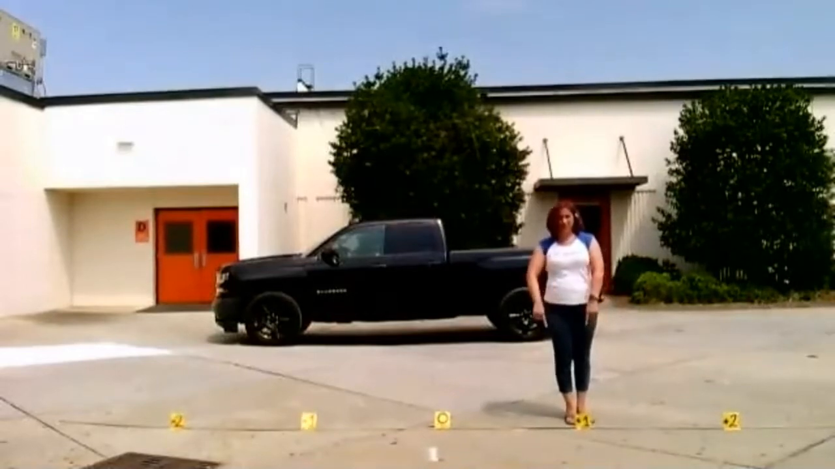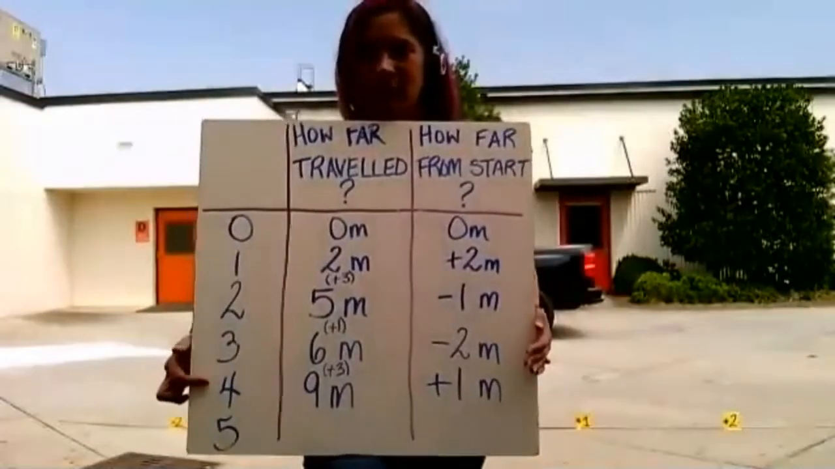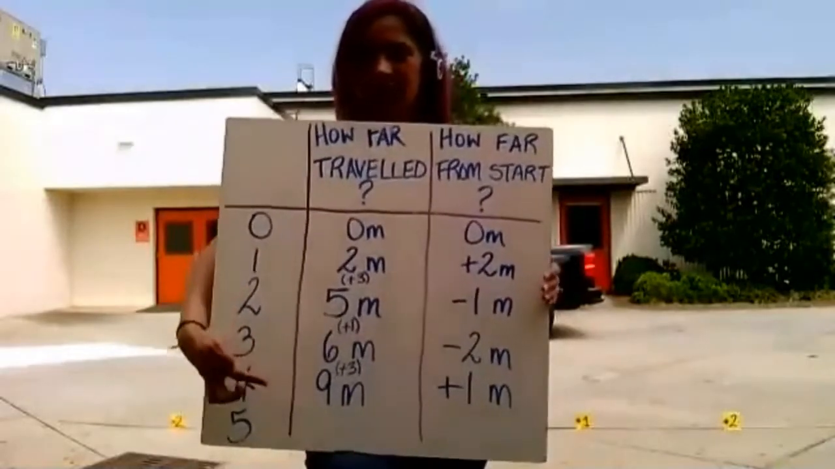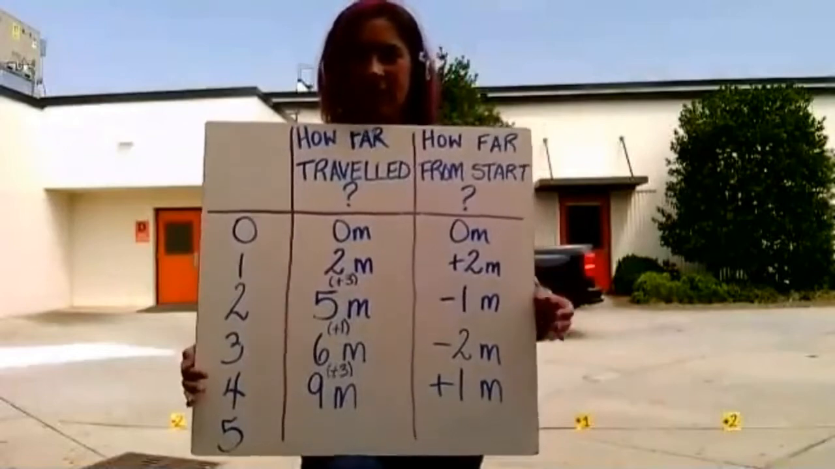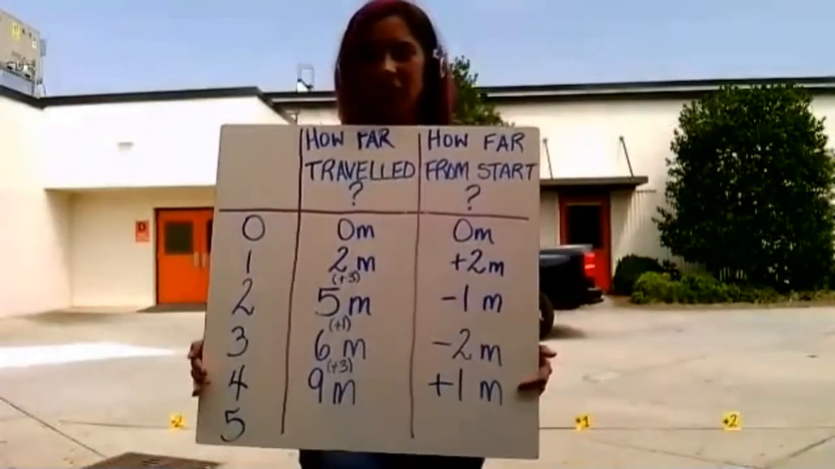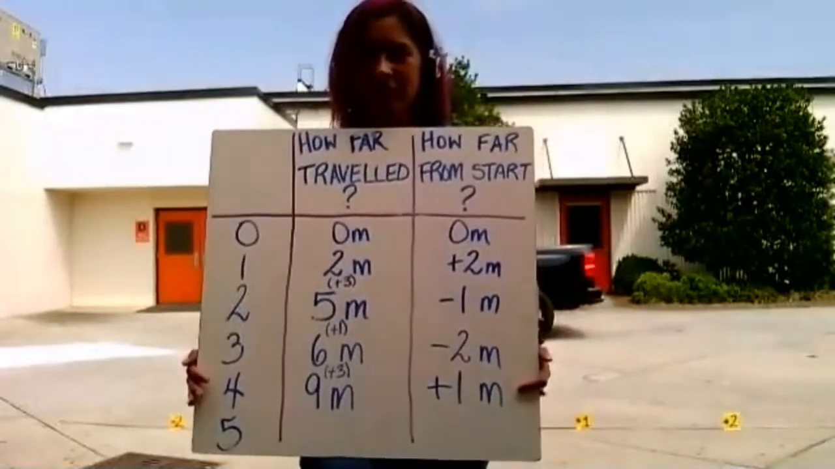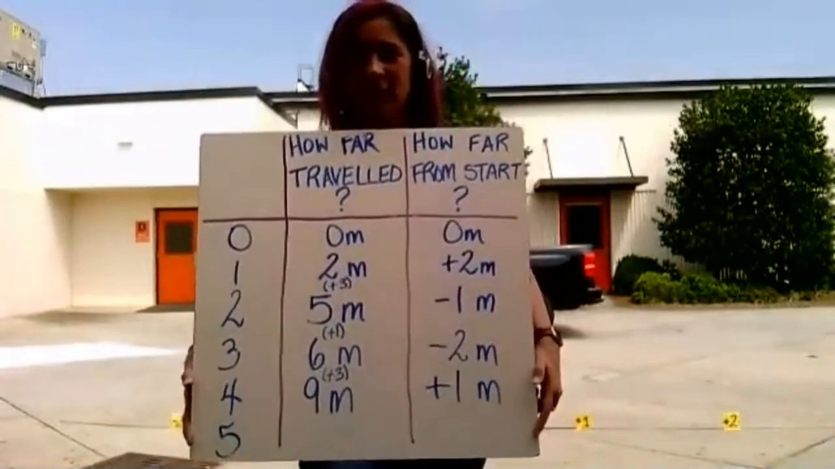Let's see what the data table says. So in data set 4, you can see that I had to go 3 meters more, which means a total of 9 meters. And then I was 1 meter to the right from the start point. So that means a +1. So now let's do our last one.